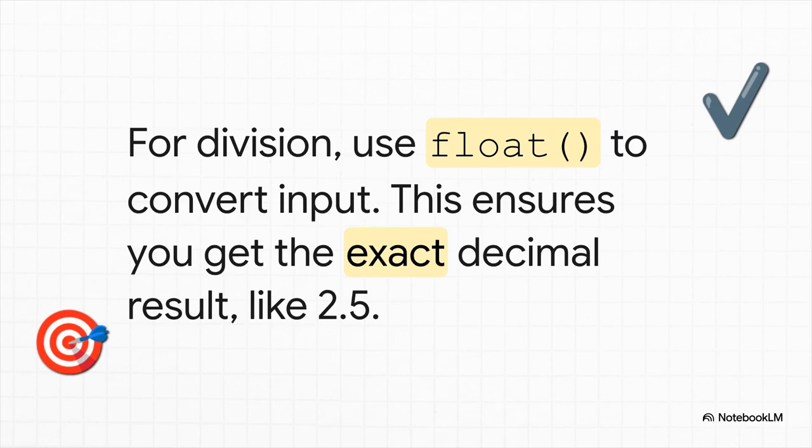See what changed here? Did you spot it? Instead of int, we're using float. This is basically you telling Python, hey, just a heads up, the number the user gives me, or even the answer to my math problem, it might have a decimal point, so be ready for that. Honestly, using float for division is just the safer way to go. It guarantees you get that perfectly precise answer every time.